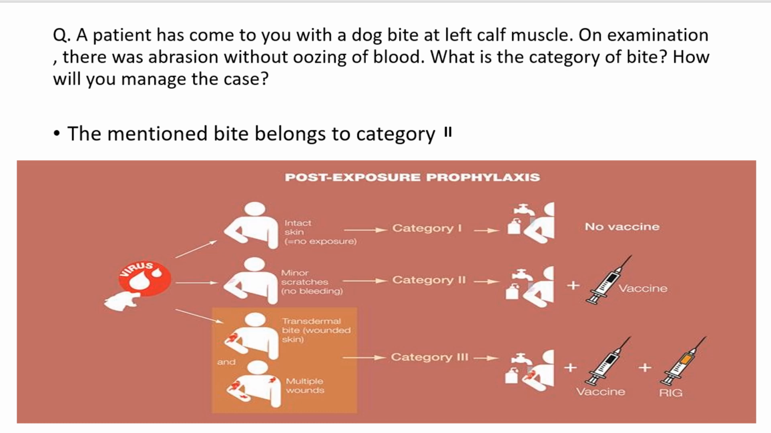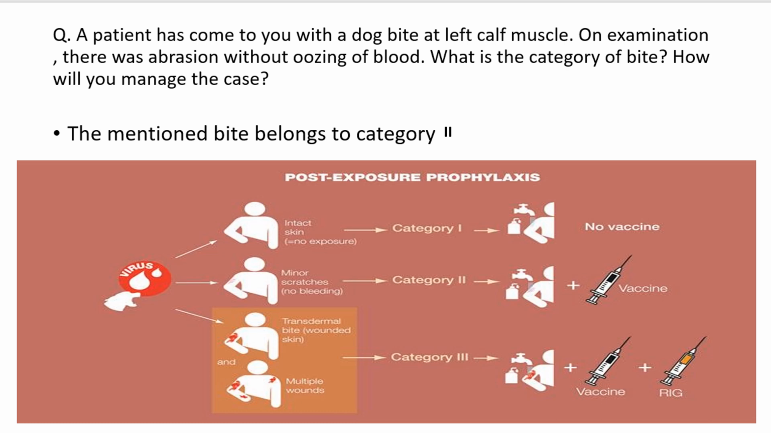So taking this as an example, but giving you an idea of how to handle any of this, or how to categorize if there is any other picture given regarding this canine bite. It is good to know the different categories and what the post-exposure prophylaxis recommended for each of these categories is.